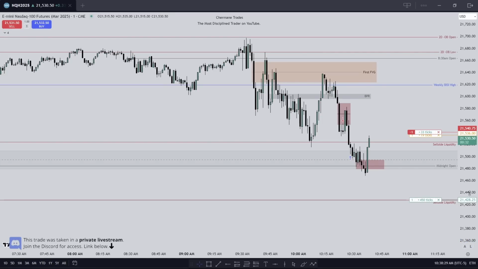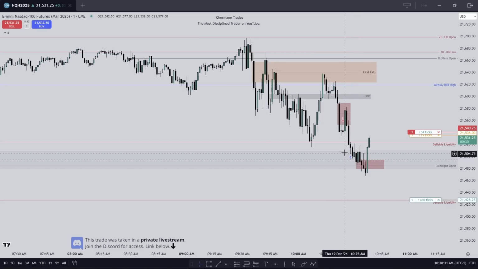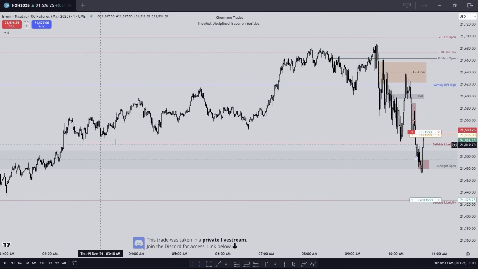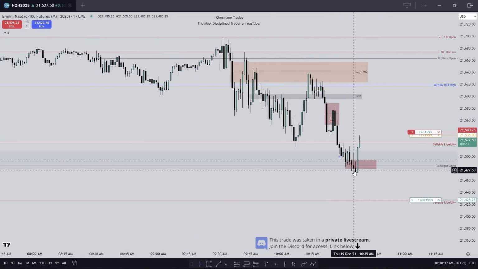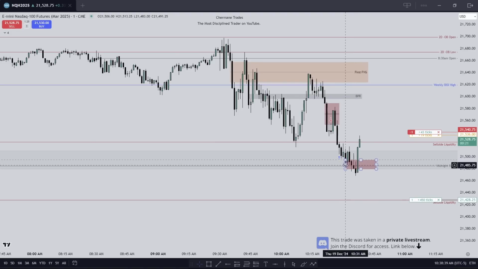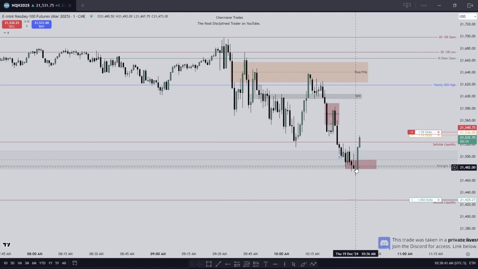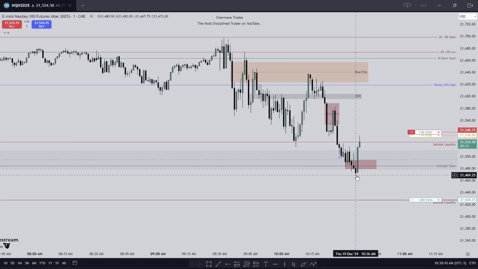That's why my model, Tremaine's model, says you take partials at the sell side, and your last small position, your last runner, should be the midnight open. And if you're targeting the midnight open and that's your terminus, that is a beautiful exit. You're just a few handles off of capturing the low. That's really nice.